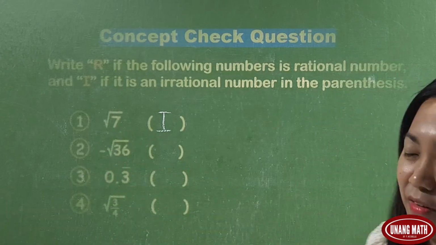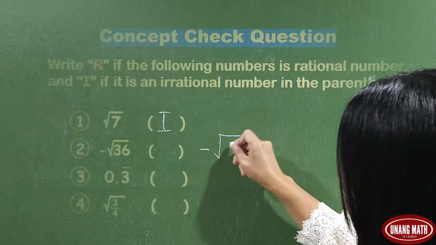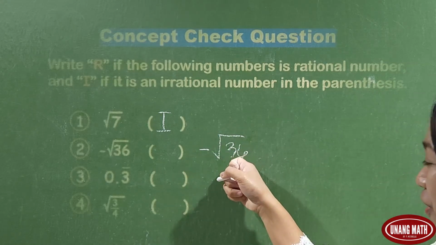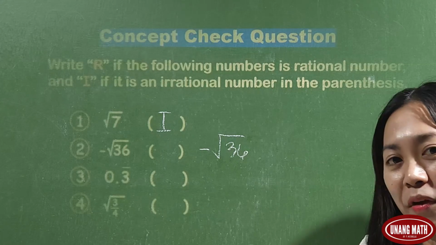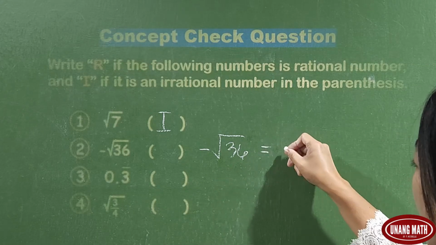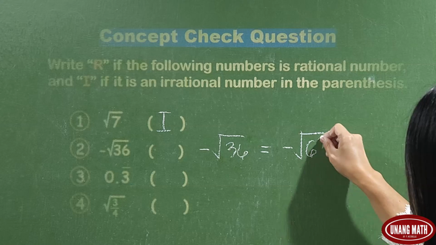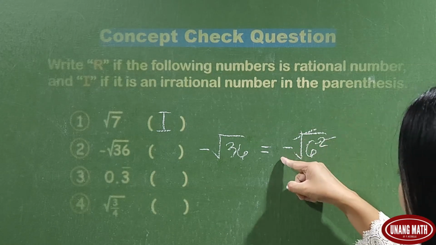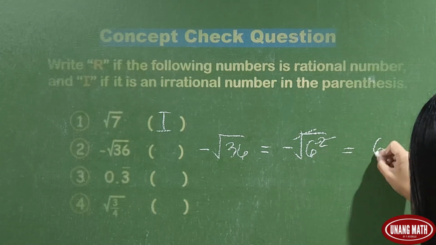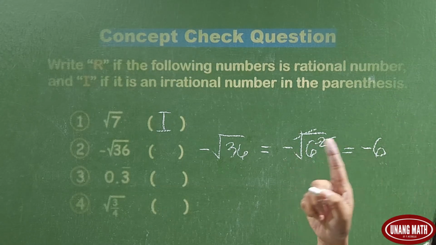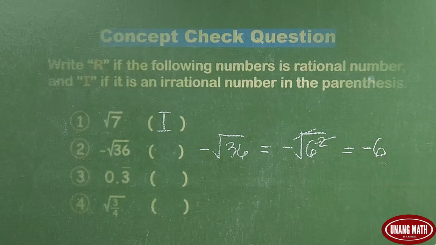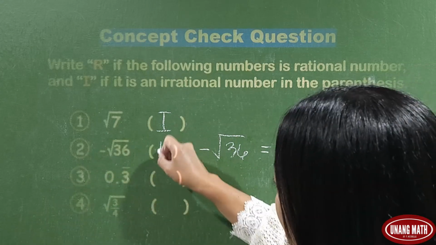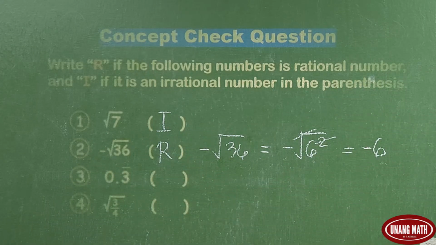Okay, what about number 2? Negative square root of 36. The number inside this radical sign, 36, is a square number. And we can write this one as negative square root of 6 squared. So we can remove this exponent and radical sign. So bring out 6. It means this is equal to negative 6. And negative 6 is an integer. So number 2 is a rational number.